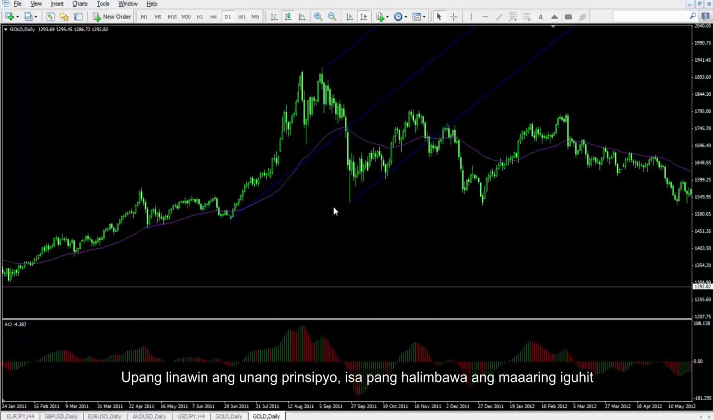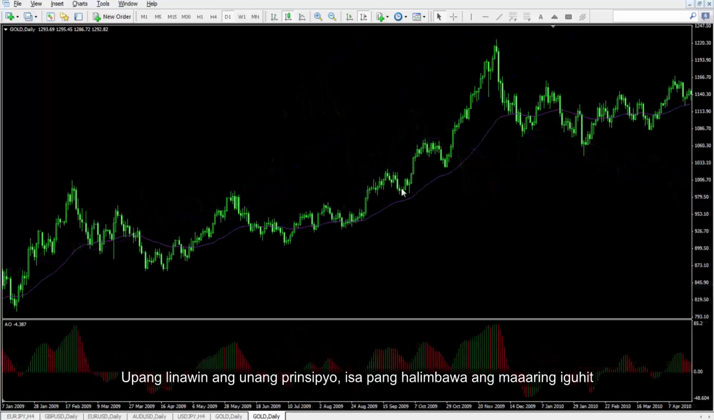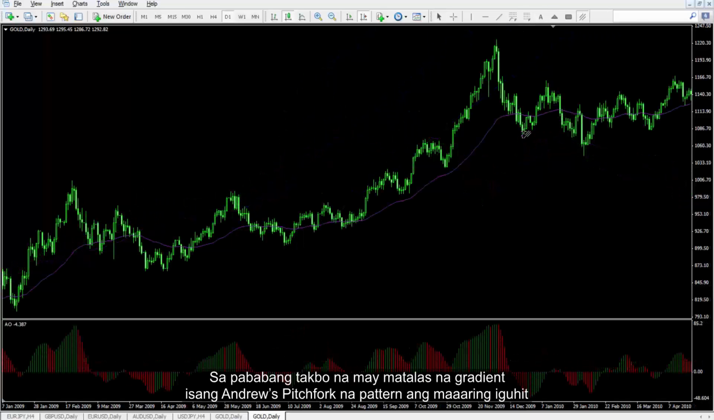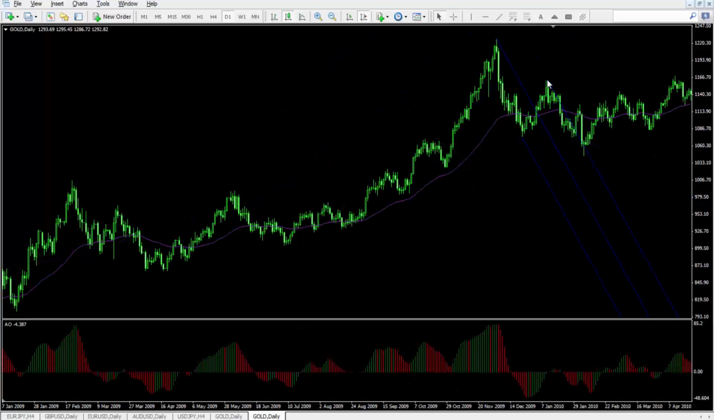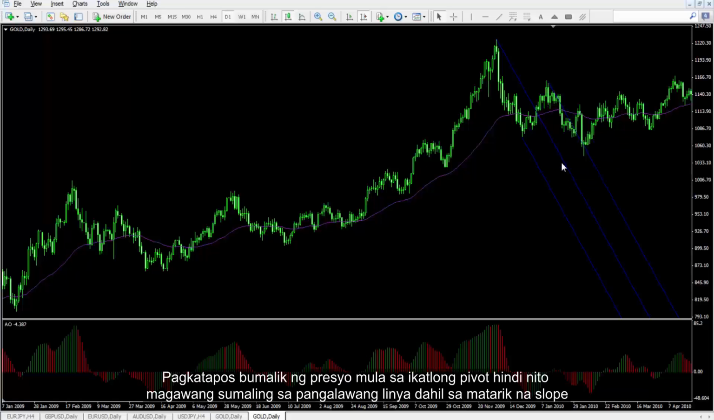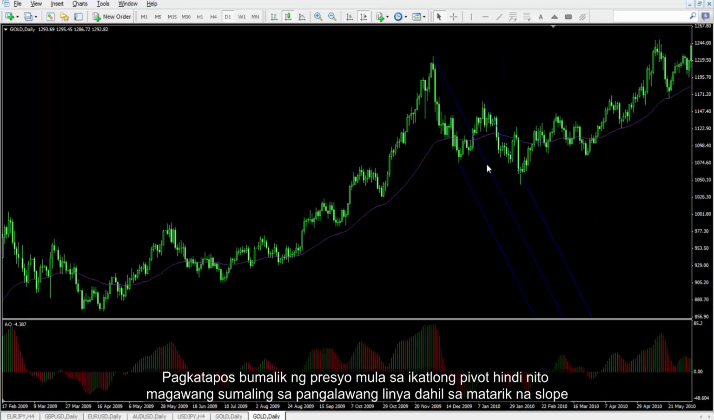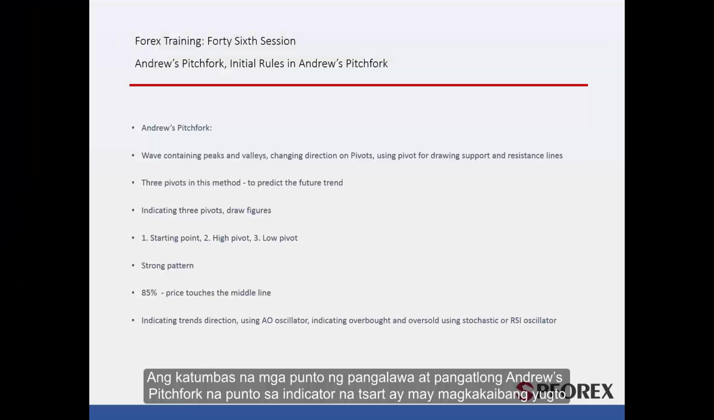To clarify the first principle, another example can be drawn. On a downward trend with a sharp gradient, an Andrew's pitchfork pattern can be drawn. After the price has returned from the third pivot, it could not touch the second line due to the steep slope. Equivalent points of the second and third Andrew's pitchfork points on the indicator chart have different phases.